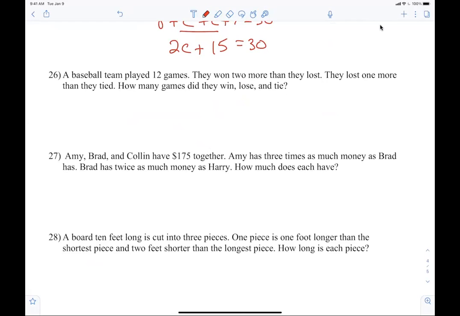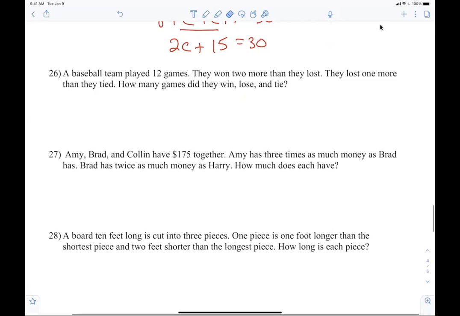Okay. So I want you to tell me, what are we talking about here? They played 12 games, and they won 2 more than they lost. So what am I talking about? I need 2 things. How many they won and how many they lost. Right, so you write W and L.